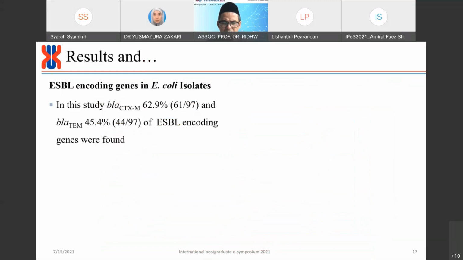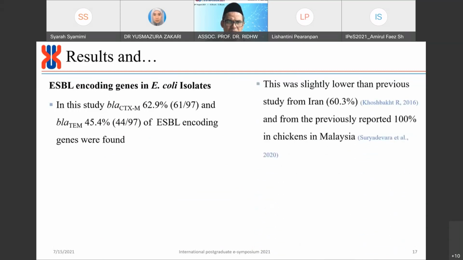ESBL encoding genes in E. coli. In this study, blaCTX-M 62.9% and blaTEM 45.4% of ESBL encoding genes were found. This blaCTX-M 62.9% was slightly lower than the previous study from Iran, which is 60.3%, and it is also lower than the previous study from Malaysia, that is 100%.